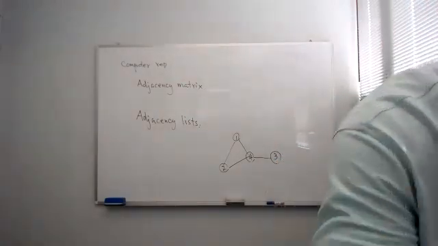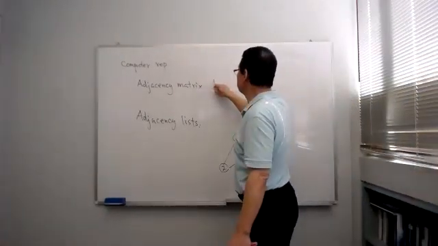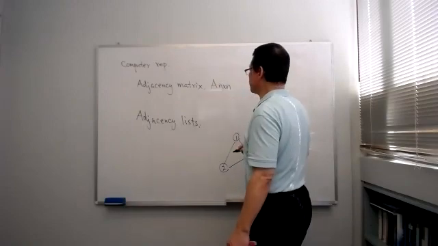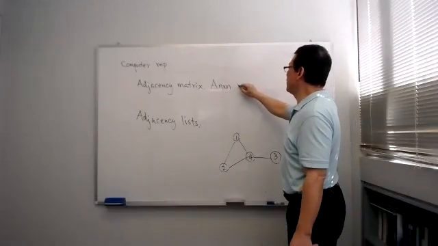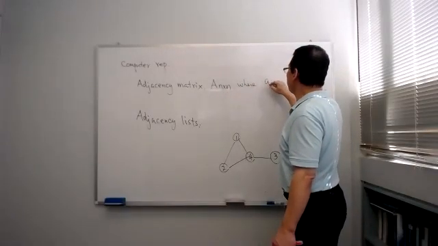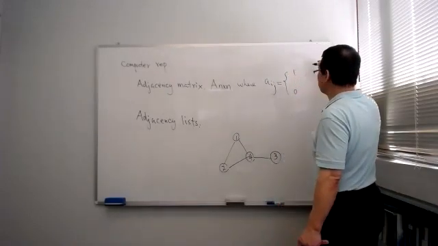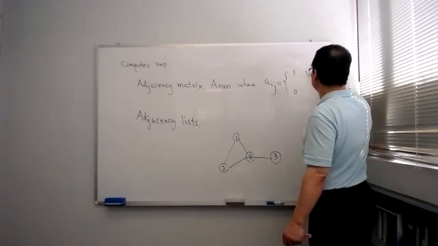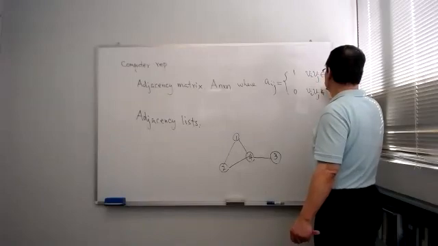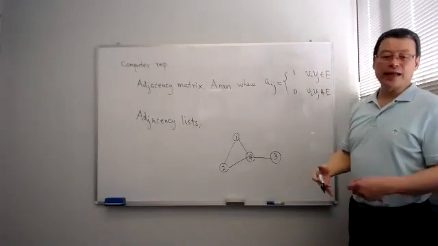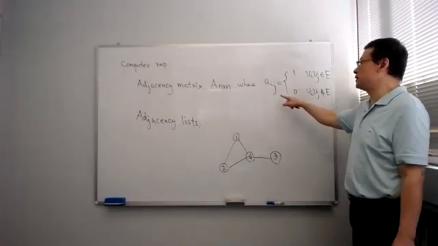Let's see what I use. I use A for the adjacency matrix. An n by n matrix, a zero-one matrix, where A_ij is 1 or 0. So basically, that's how we represent a binary relation. That's how we use the zero-one matrix to represent a binary relation.